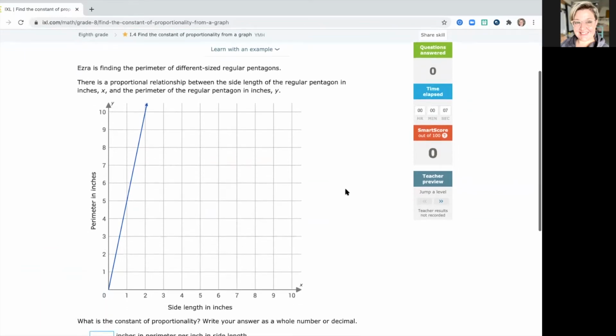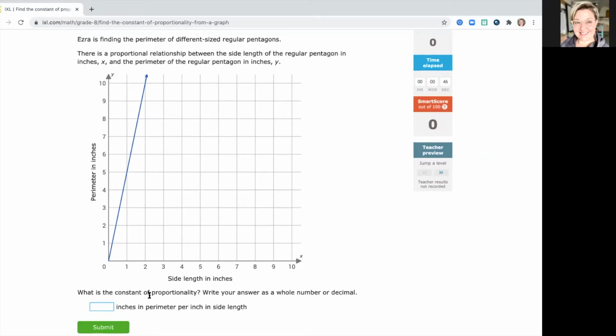Here's an example of what we're doing. Ezra is finding the perimeter of different sized regular pentagons. There is a proportional relationship between the side of the regular pentagon in inches, x, which is always on the x-axis, and the perimeter of the regular pentagon in inches, y, and y always goes on our vertical y-axis. So we have this graph set up with the side length of the pentagon in inches on the x-axis on the bottom and the perimeter in inches going up the y-axis on the side, going vertically.